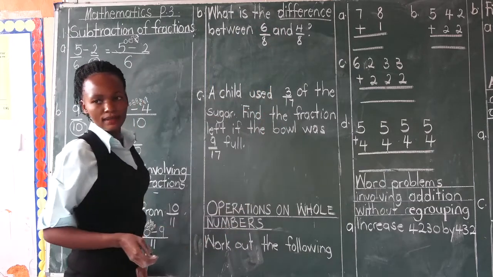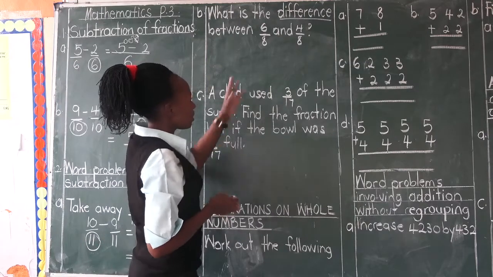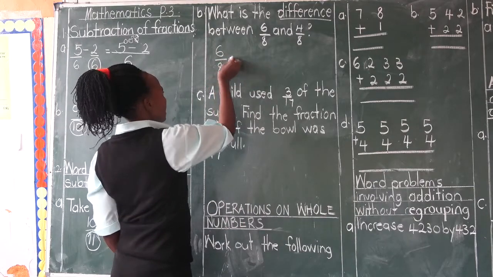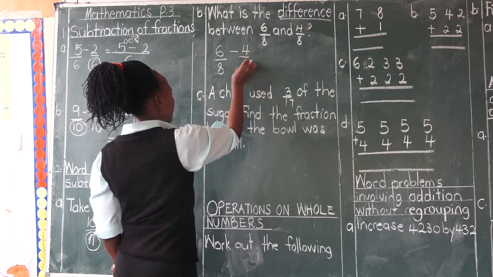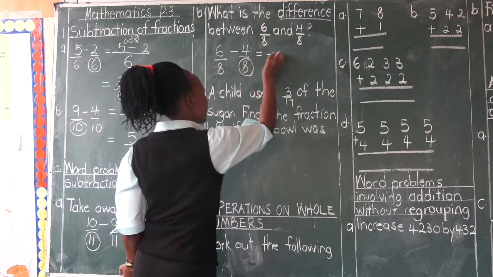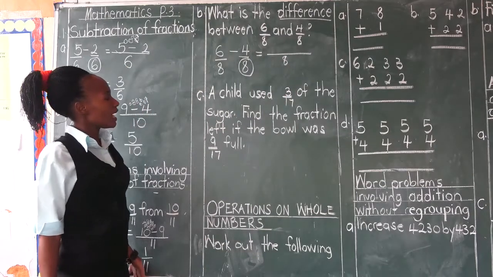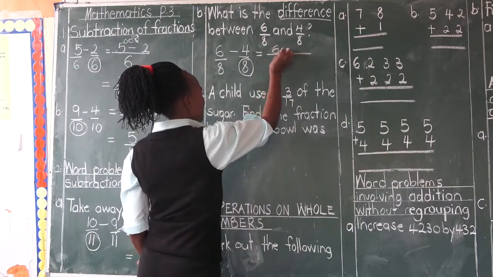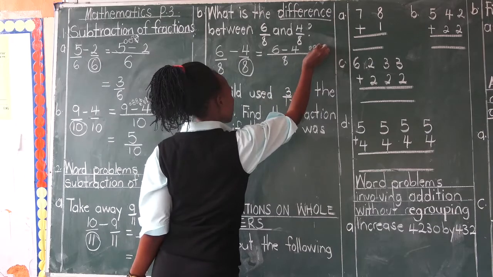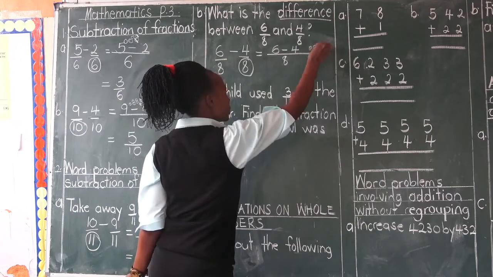We said our keyword is difference, which means we are going to subtract to find out the difference between these two. Now we shall get 6 out of 8, take away 4 out of 8. First, our denominator, the one which we are going to move with, write it down. Then we come to the numerators. We have 6, take away 4. If I draw my 6, 1, 2, 3, 4, 5, 6, take away 4, 1, 2, 3, 4.